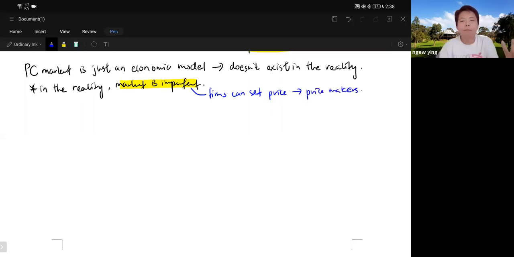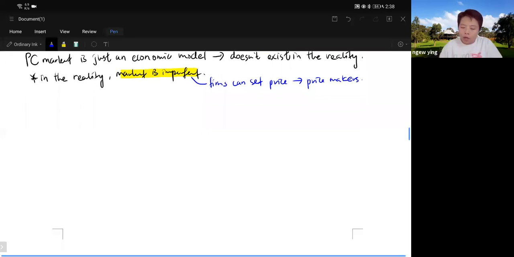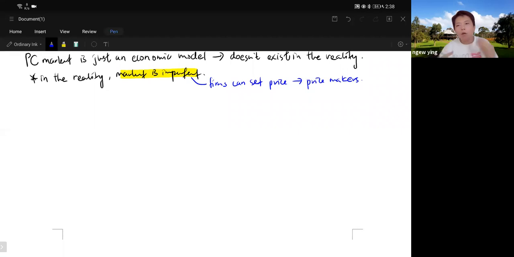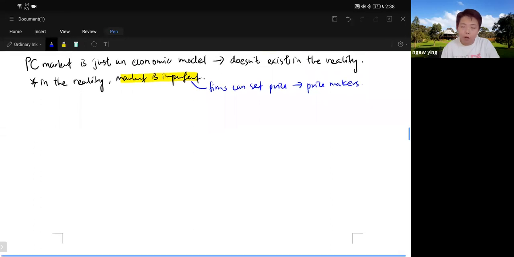What makes them able to set price is that they are selling a differentiated product. When you are selling a differentiated product, you know your product, and therefore you can set a price for your own product. Market structures like monopolistic competition, oligopoly, and monopoly are all in the imperfect competition market.